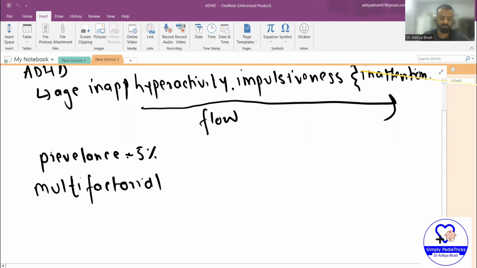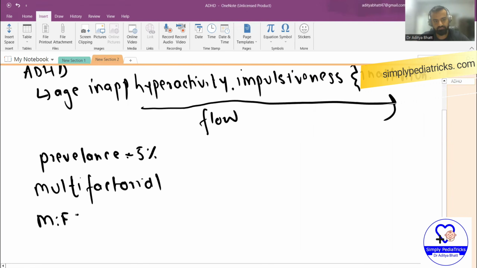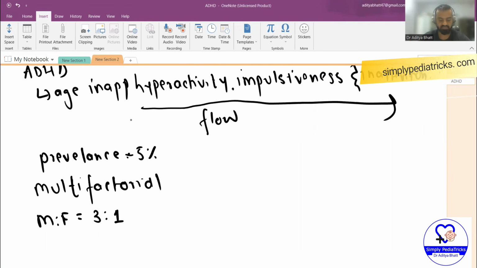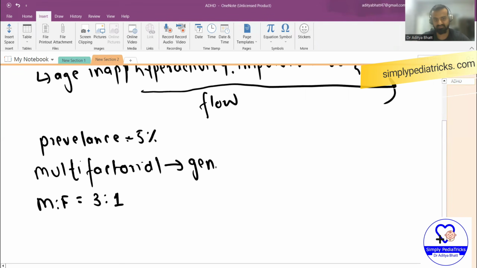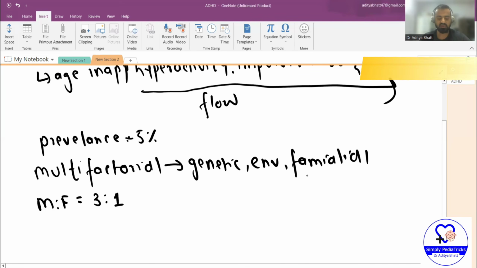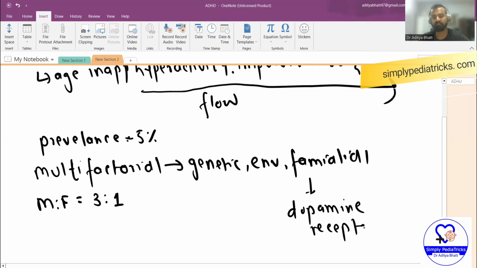Now, what is the prevalence? The male to female ratio is skewed towards males. Males are 3 times more likely to be diagnosed with or to suffer from ADHD compared to females. Multifactorial analysis gives us genetic, familial, and environmental triggers or causes of this disease. A familial or genetic cause might be an abnormality in dopamine receptors. Dopamine receptor abnormality has been implicated in patients with ADHD, and that you have to remember.